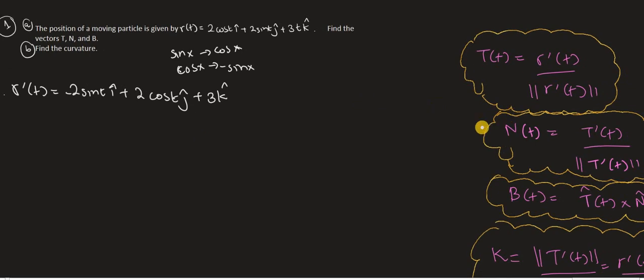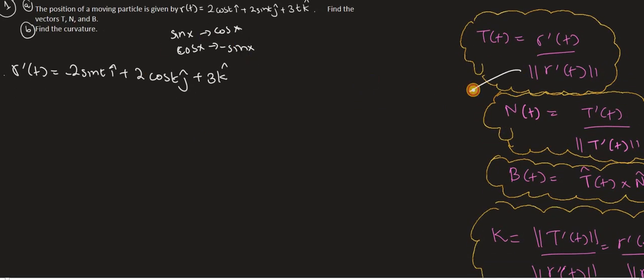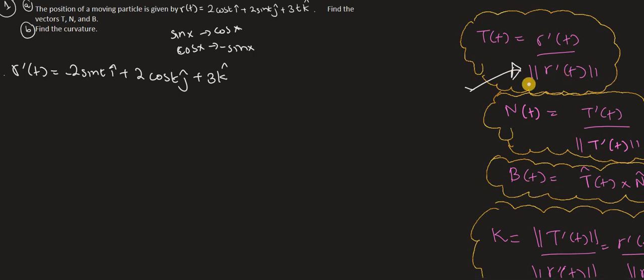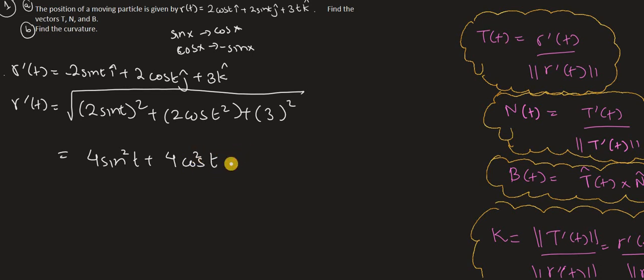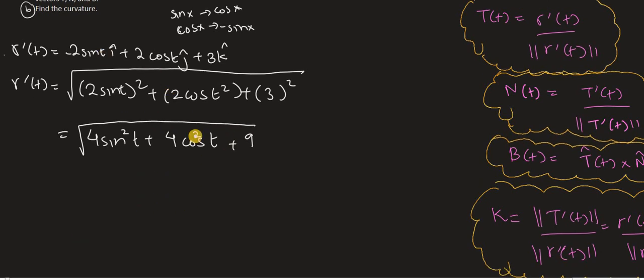Now what is the next step? As you can see here, the next step is to calculate the norm of the derivative. Let's find that. The norm would be squaring each component and then taking the square root of the whole thing. This gives us the square root of 4 sine squared t plus 4 cosine squared t plus 9. Now, can we simplify it further? Just think about it. Yes, we can.